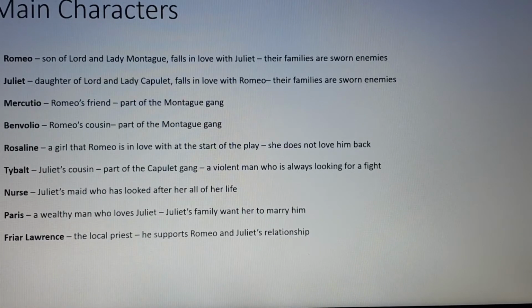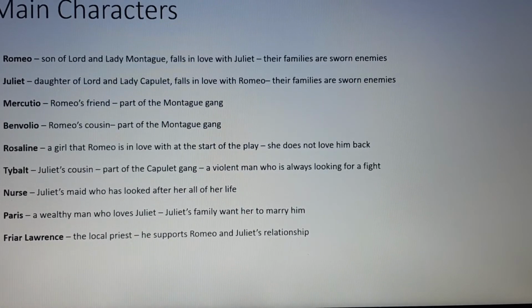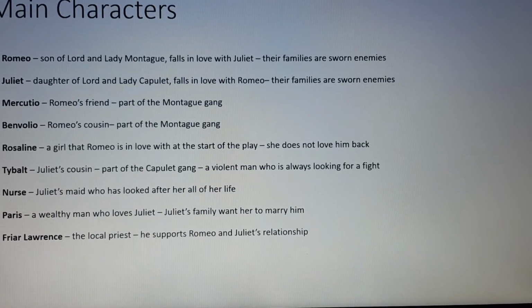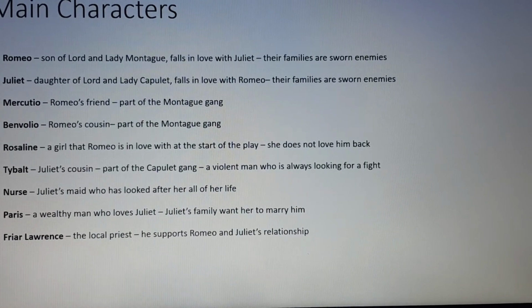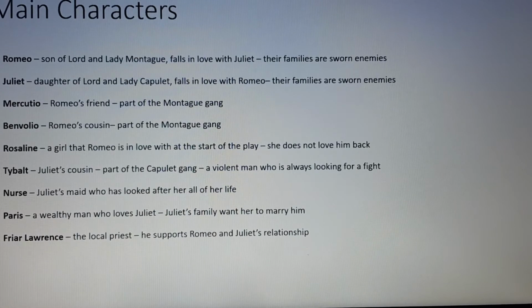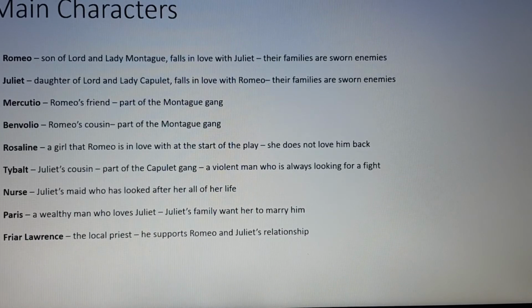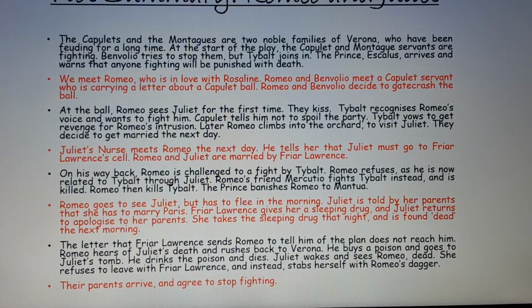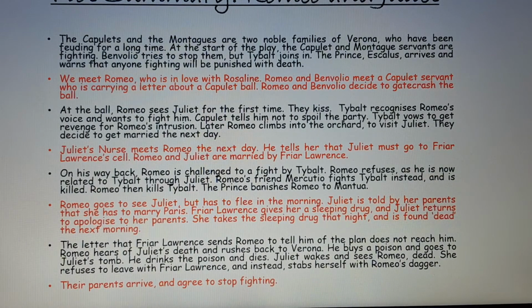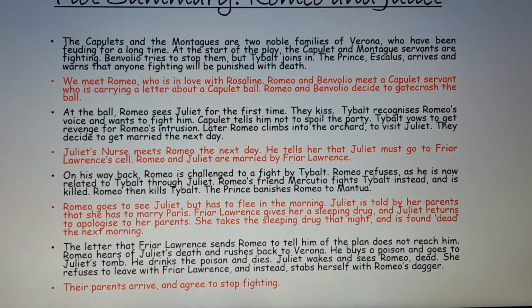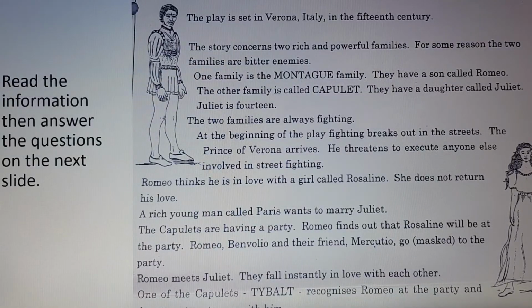So what I'd like you to do is just copy down those main characters, please. So you've got a copy of that either in your books, if you've got your English books with you, or on some paper. Let's get that information down. We've got another plot summary here, but I'm going to skip through that. Obviously, spend some time reading that through. And we're going to start looking at the story of Act 1.